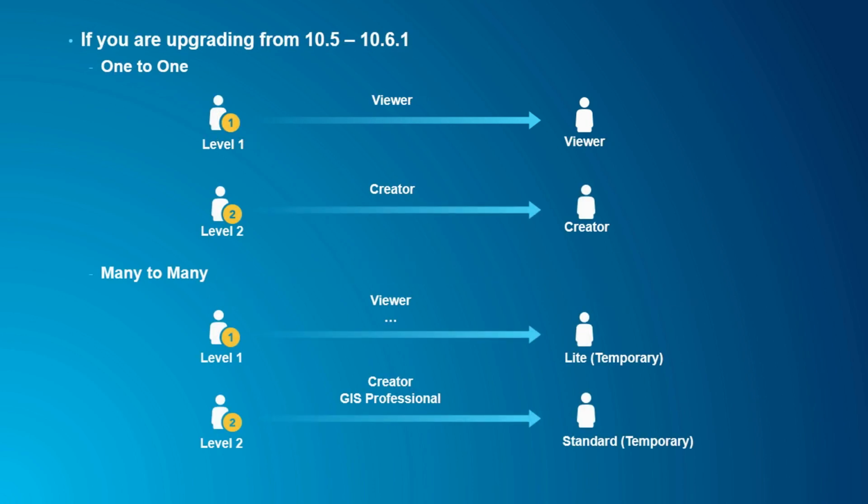If you're sitting in a version that's between 10.5 and 10.6.1, so you have level 1 and level 2 members, and your license file is a 1-to-1 ratio, so you have one user type that's compatible with a level 1 user and one user type that's compatible with a level 2 member, they will be brought over into that user type. So in this scenario, level 1s will become viewers and level 2s will become creators. If you have multiple user types that are compatible with level 1 and multiple user types that are compatible with level 2, your level 1s will become this light temporary and your level 2s will become standard temporary.